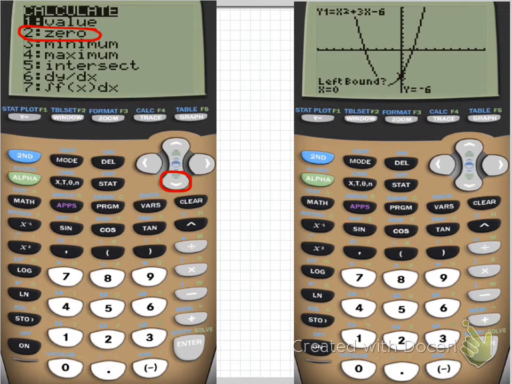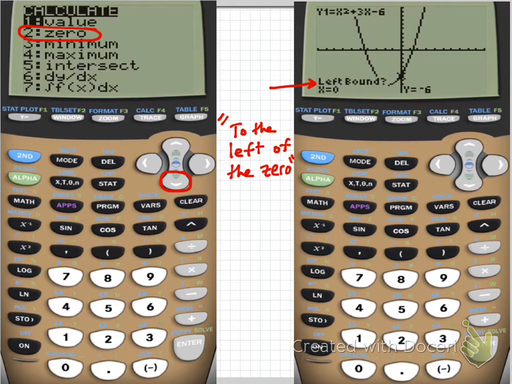then you're going to see that we have a left bound question mark written down right there. What that's asking is, what is the left side of where you want me to look for a zero? If you look at our curve right here, if we ask for a zero, there's actually two possible zeros, and we want to make sure that the calculator knows which one we want to look at. So the calculator is asking what's the left bound of the zero, and for this we're actually going to start off by finding the one on the left there.